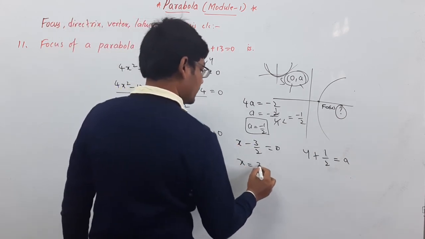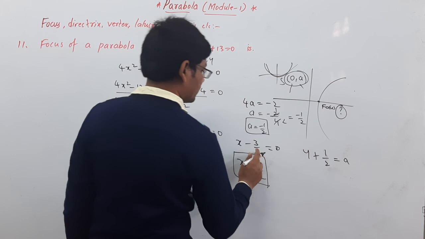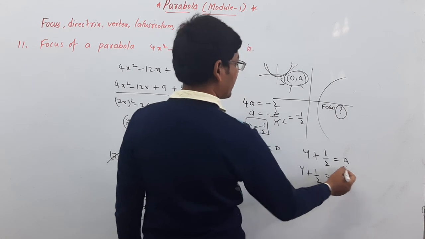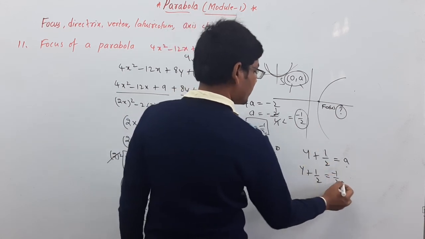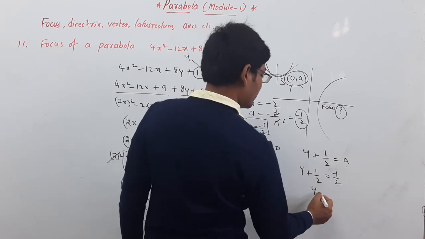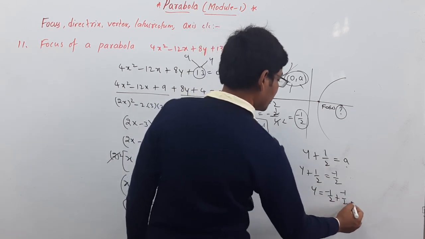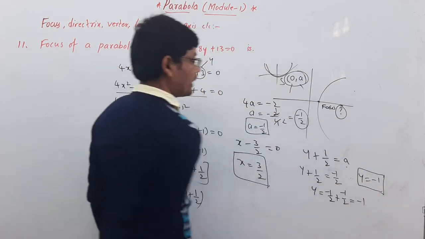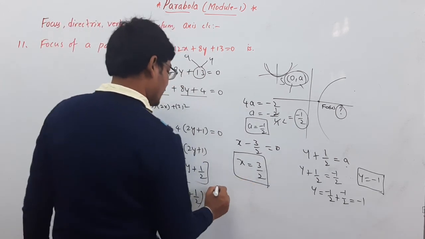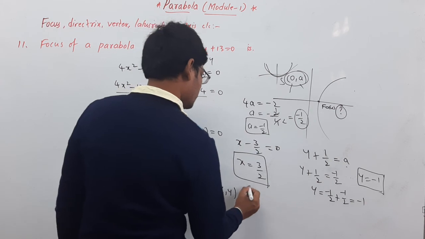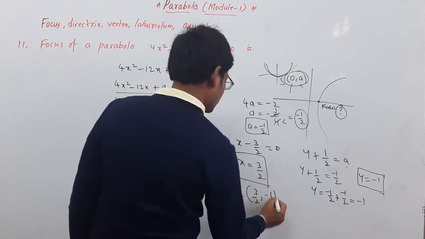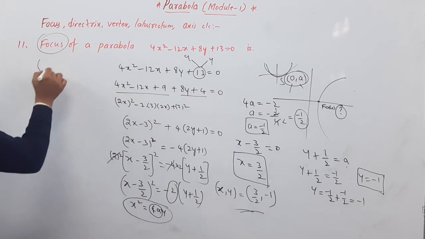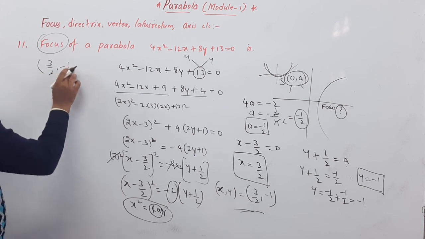So x is equal to 3 by 2. We send to the right hand side: y plus 1 by 2 is equal to a, the value we got, minus 1 by 2. Let's substitute the value. If we send 1 by 2 to that side, y is equal to minus 1 by 2 plus minus 1 by 2, that is equal to minus 1. Here we got x and y values, x comma y is equal to 3 by 2 comma minus 1. So this is the focus.